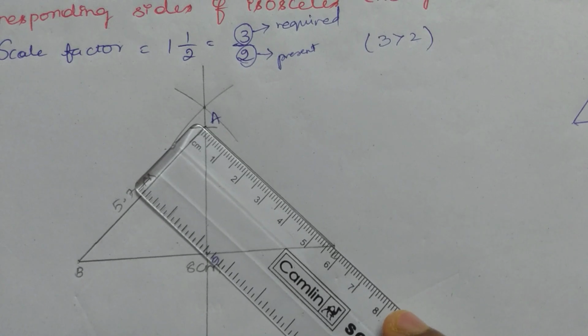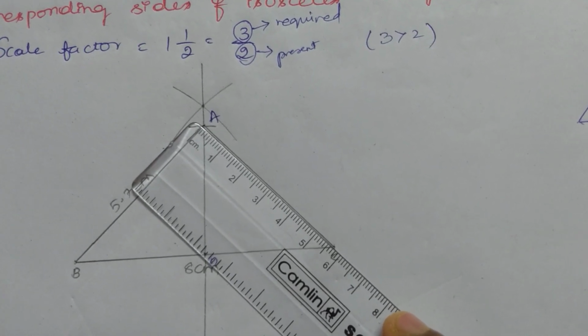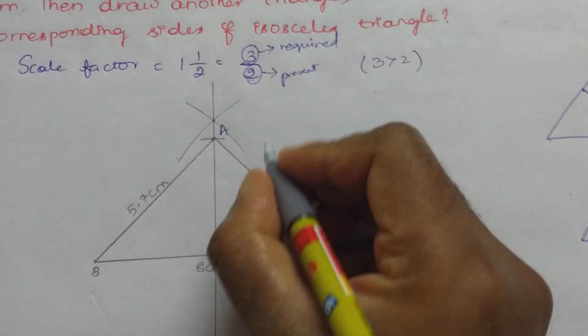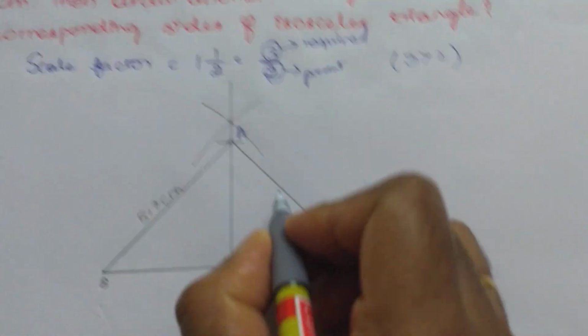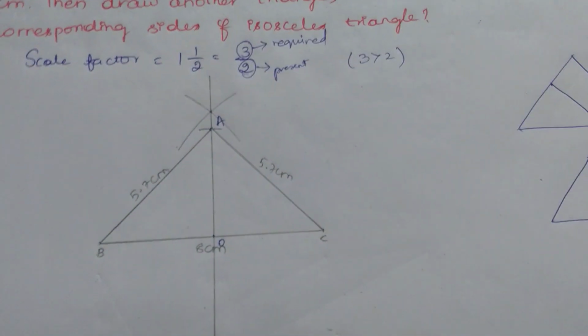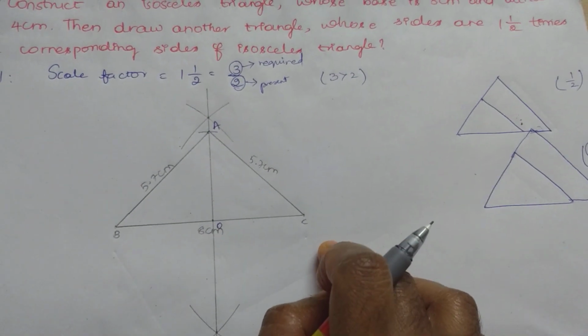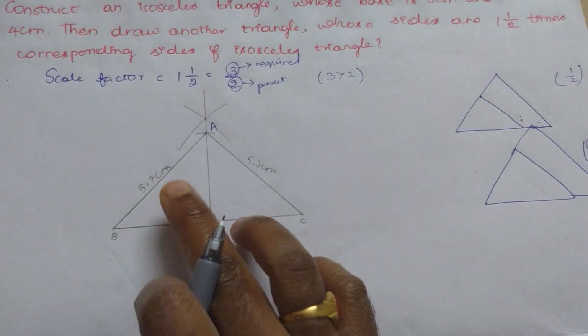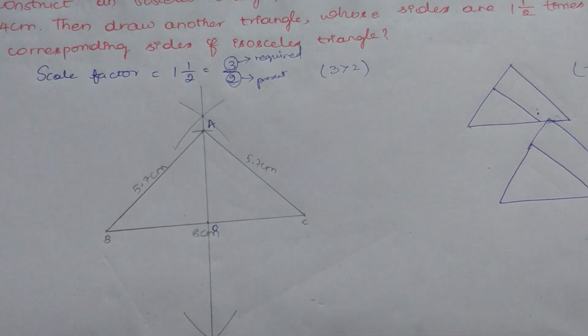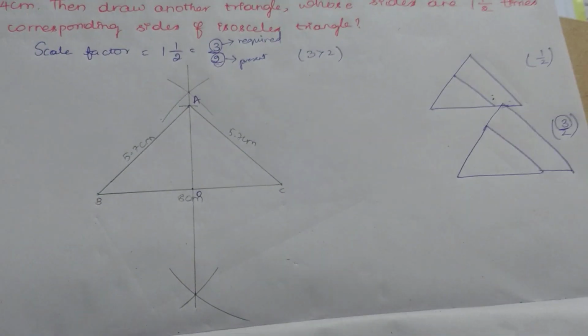See here, how much is it? It's also 5.7 centimeters, correct? Write the side AC value also as 5.7 centimeters. So now the triangle ABC is constructed with the side measurements of AB as 5.7, BC as 8 centimeters and AC as 5.7 centimeters. So what is meant by isosceles triangle?